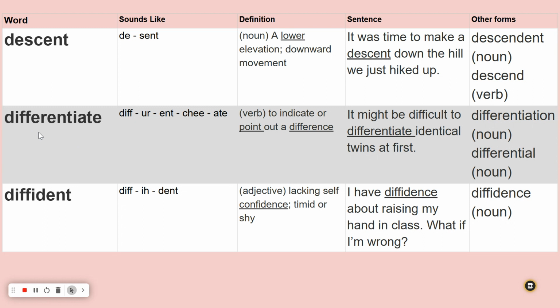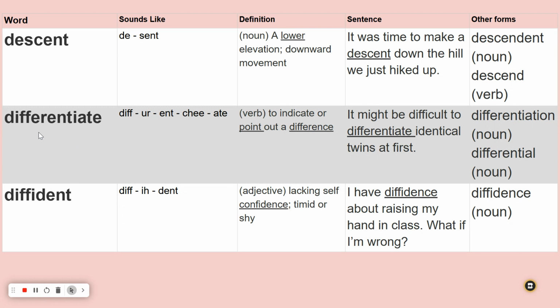Other forms are differentiation, which is something that you might do if you have multiple preferences or interests or skill levels. If you were opening a restaurant, you might have some differentiation on your menu to draw more people in who have different taste preferences. And then there's a differential. A differential is like a report on the differences or the changes.